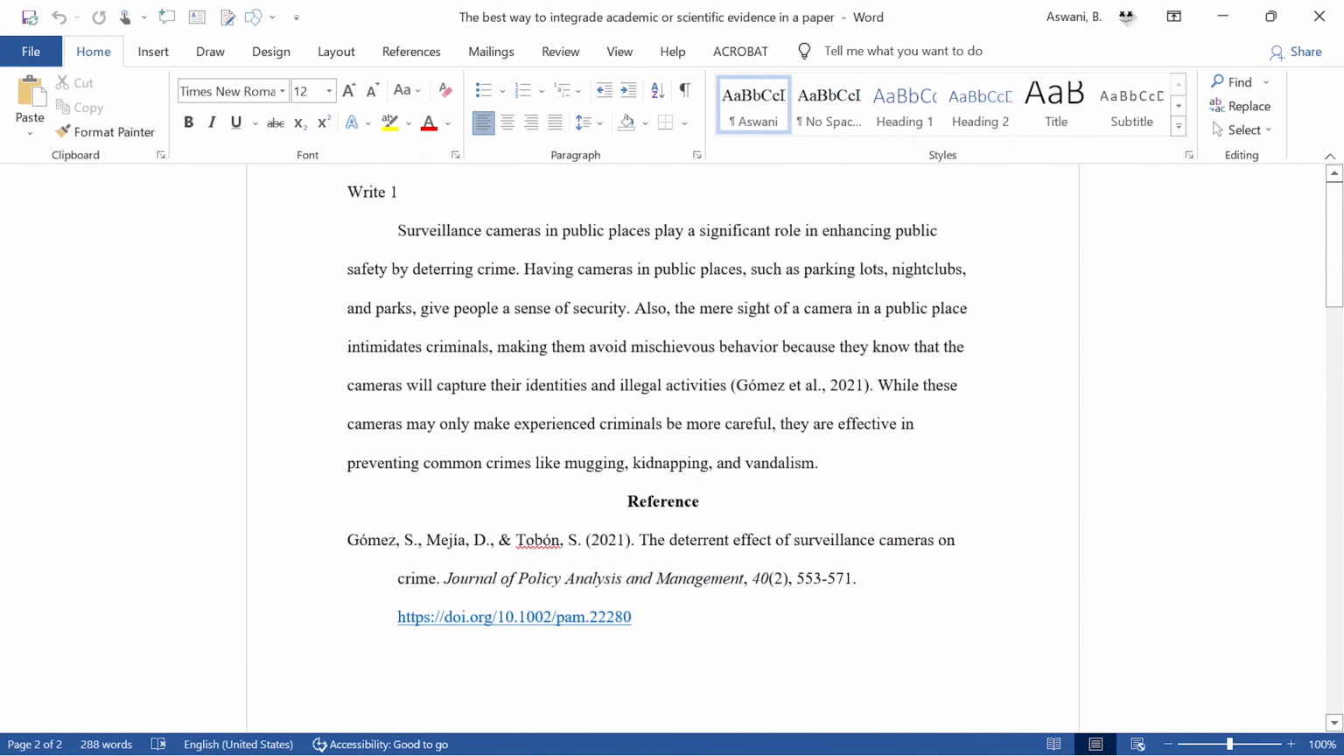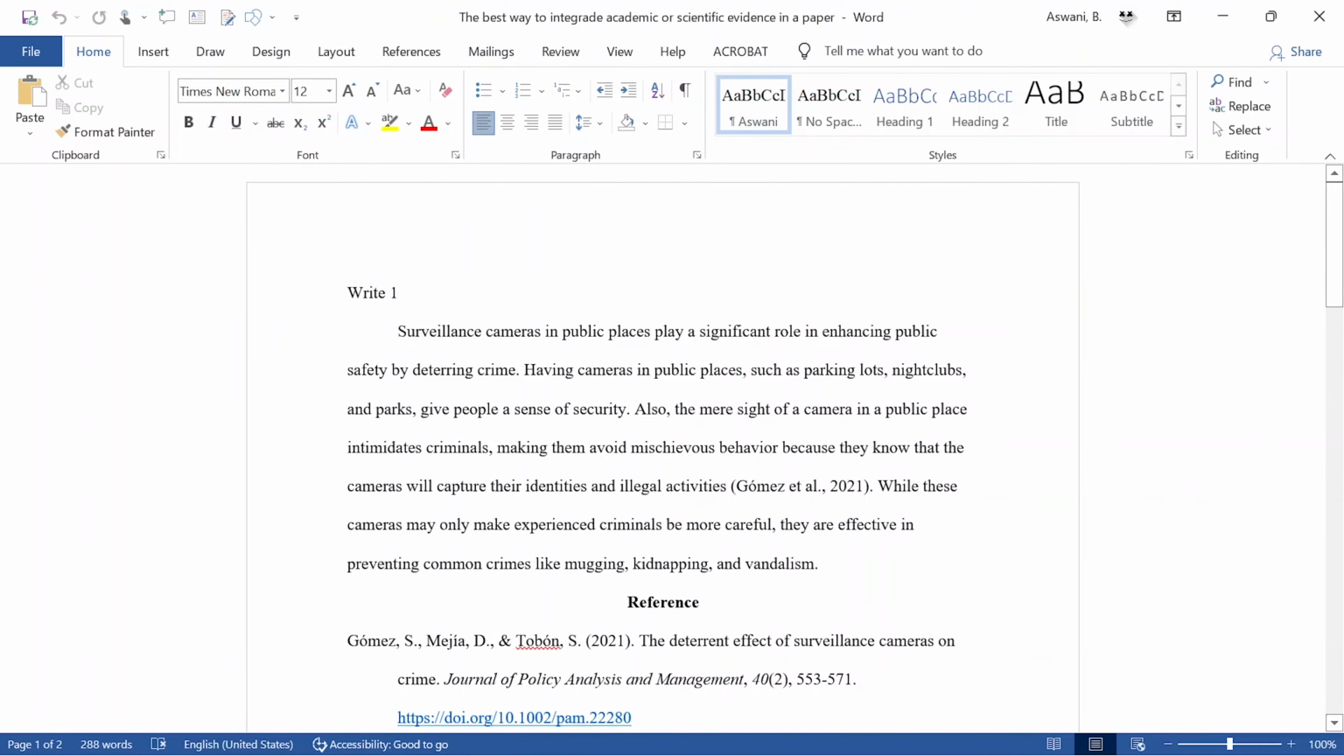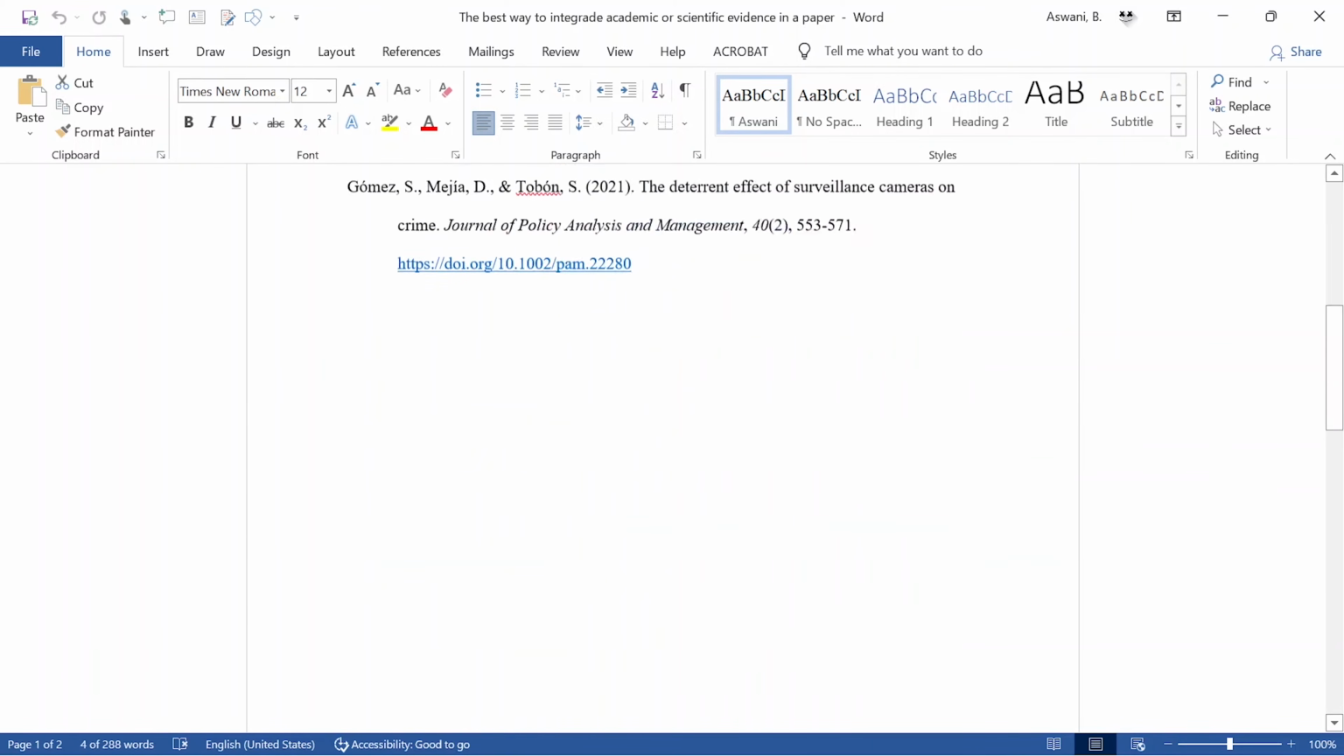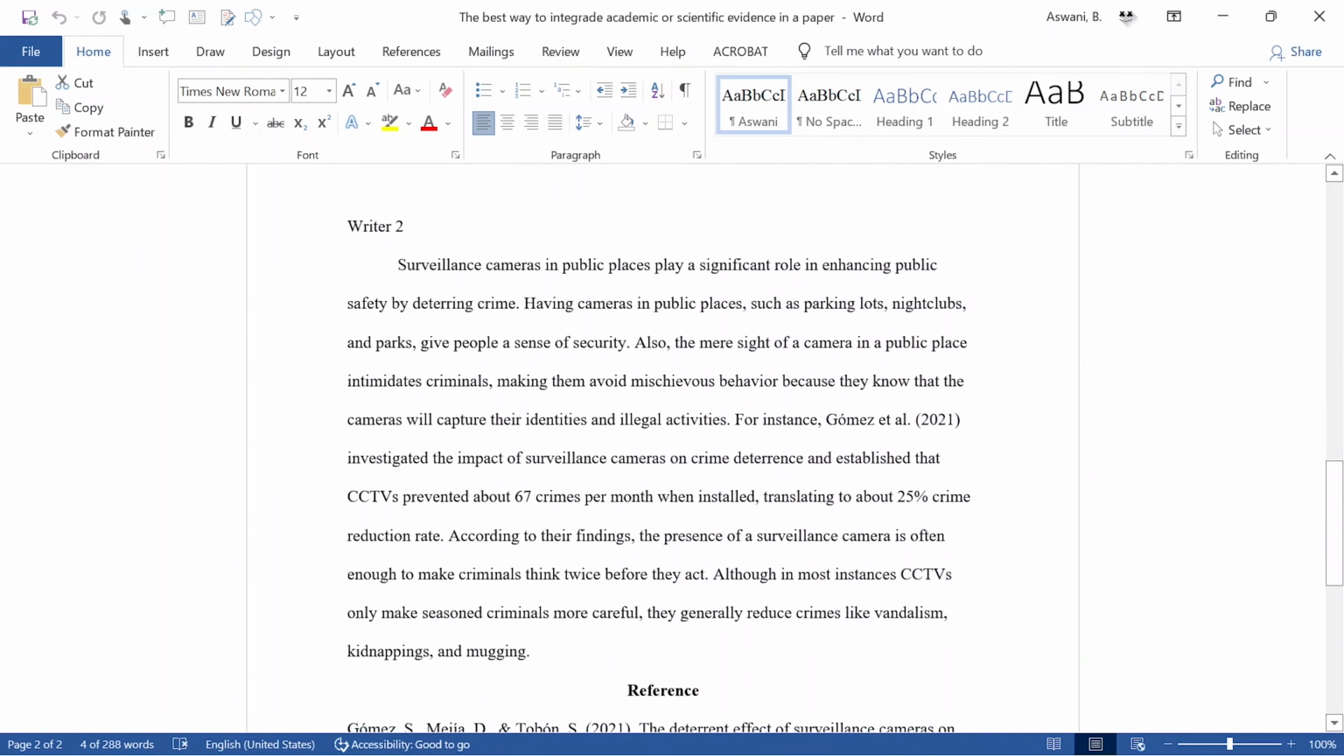So by just pasting it here, you're not actually showing how these studies support your argument. How are they related to your argument? But you can see in this, for this writer, the writer actually opened the study, read about it, and gave a summary of the study's objective and the findings.